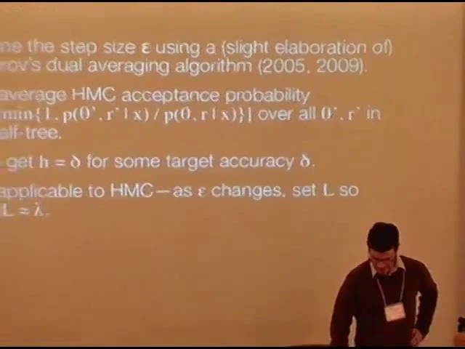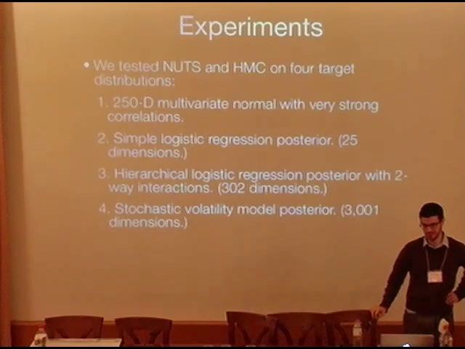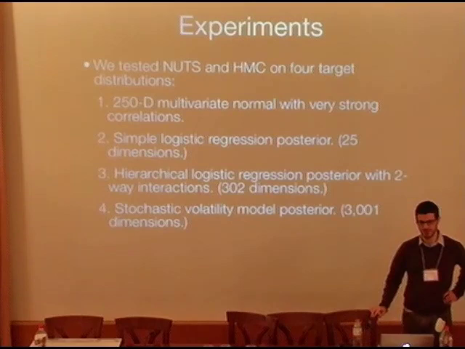So our goal is to compare the efficiency of NUTS and HMC at generating effectively independent samples, right? So the question is, how quickly can we generate samples that are not dependent on the previous states in the Markov chain?